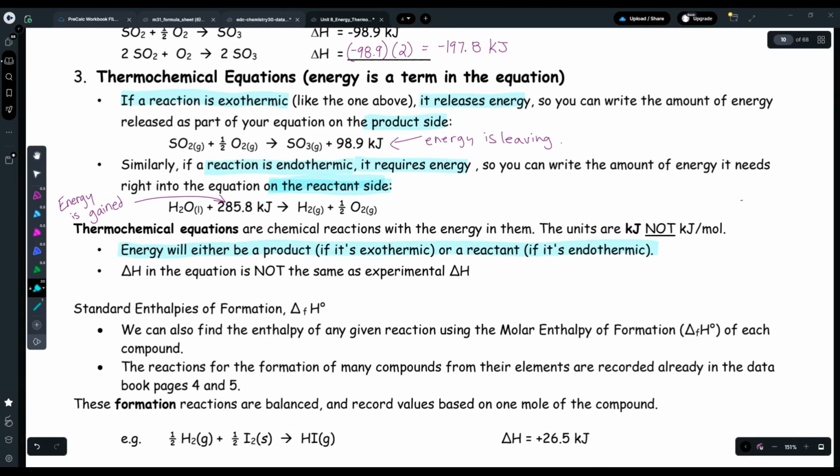Okay, so change in enthalpy in the equation is not the same as an experimental change in enthalpy. What this is saying is if you get a point of data for change in enthalpy, it's going to be a little bit different than experimental change in enthalpy.